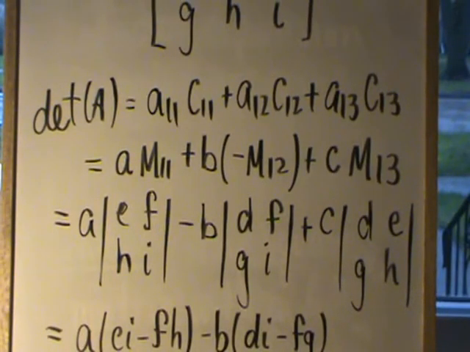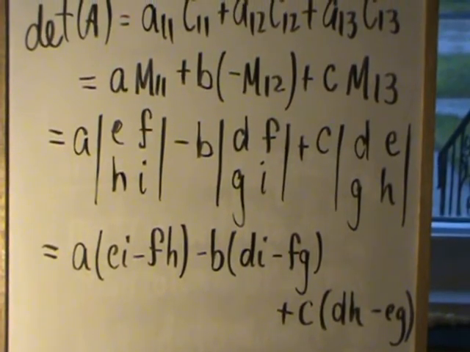So here I've written out the cofactor expansion formula along row number 1, and I'm going to fill in the entries A11, A12, and A13. Those are going to be A, B, and C respectively. The only minor that's going to have a negative sign is M12. The other minors are going to be positive. That's because 1 plus 1 and 1 plus 3 are both even.